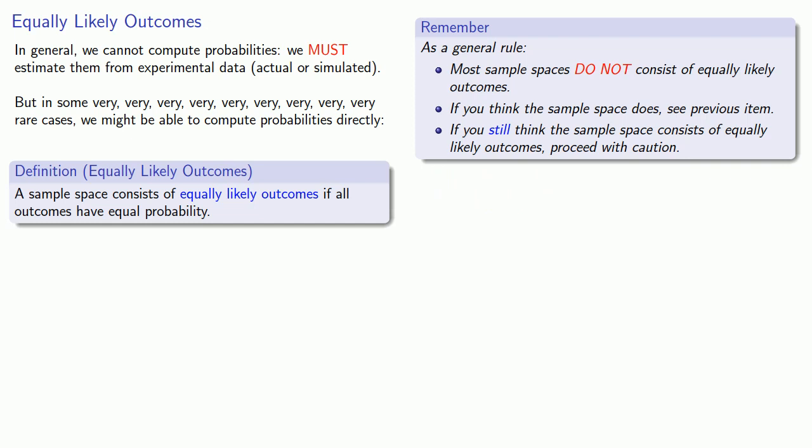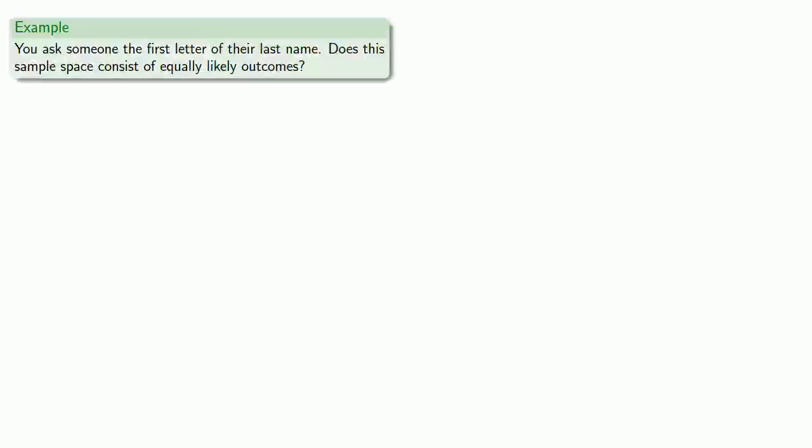Now it's important to keep in mind three things. As a general rule, most sample spaces do not consist of equally likely outcomes. If you think your sample space does, see the first item. And if you still think the sample space consists of equally likely outcomes, proceed with caution. For example, you ask someone the first letter of their last name. Does this sample space consist of equally likely outcomes?